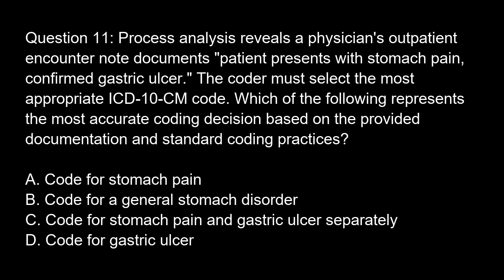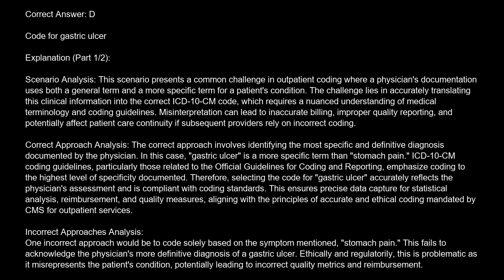Question 11. Process analysis reveals a physician's outpatient encounter note documents patient presence with stomach pain, confirmed gastric ulcer. The coder must select the most appropriate ICD-10-CM code. Which of the following represents the most accurate coding decision based on the provided documentation and standard coding practices? Option A, code for stomach pain. Option B, code for a general stomach disorder. Option C, code for stomach pain and gastric ulcer separately. Option D, code for gastric ulcer. The correct answer is D, code for gastric ulcer.